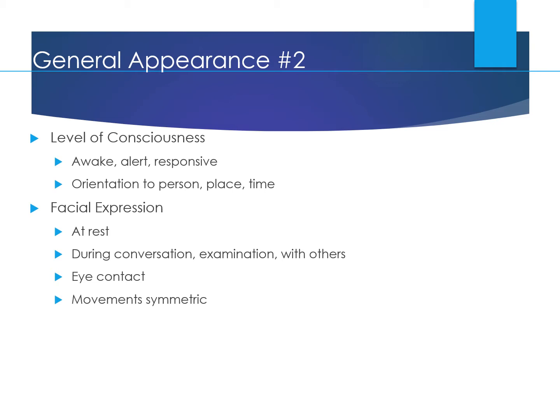Level of consciousness: the general appearance also gives you a hint on level of consciousness, whether the patient is awake, alert, or responsive, whether the patient is oriented to place and time. Facial expression also gives you a hint whether the patient is at rest, during conversation, examination with others, also eye contact, movement, and whether their movements are symmetric or not.